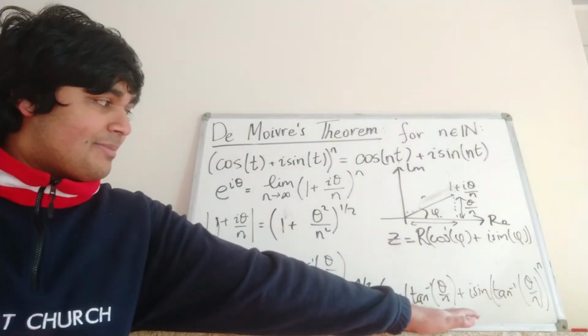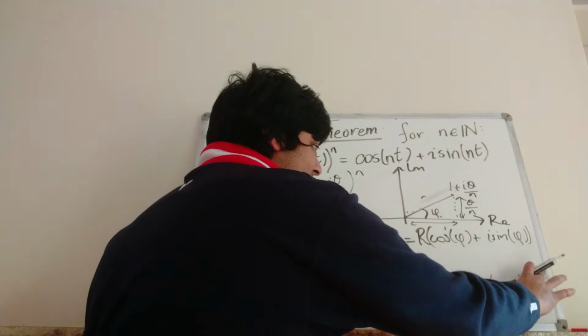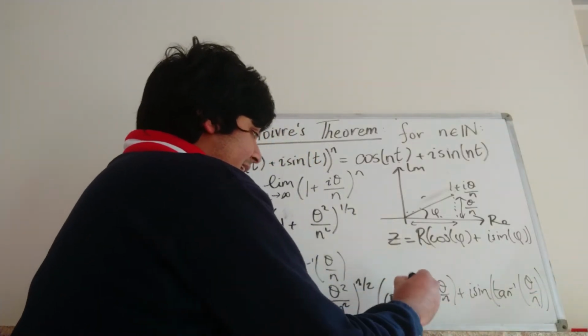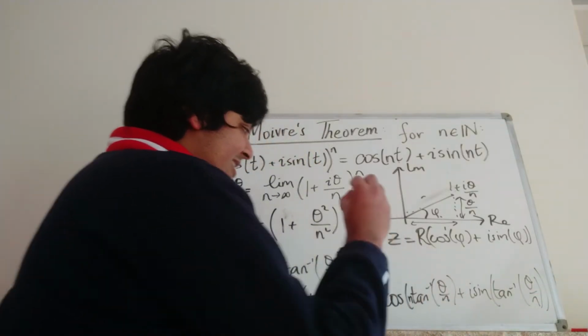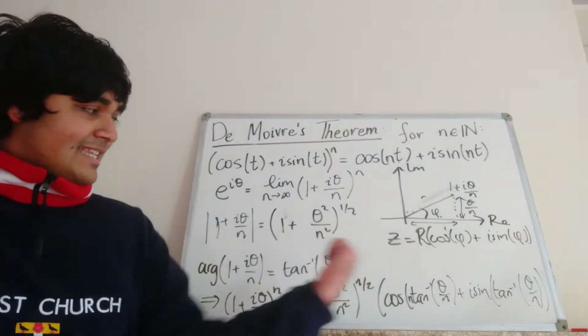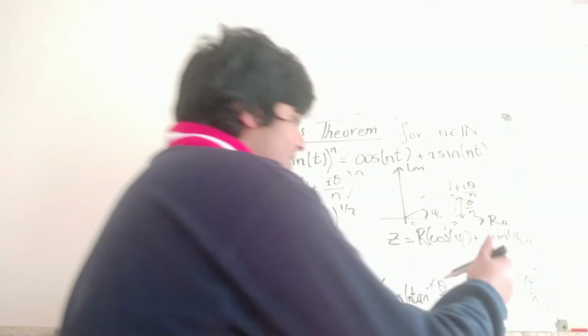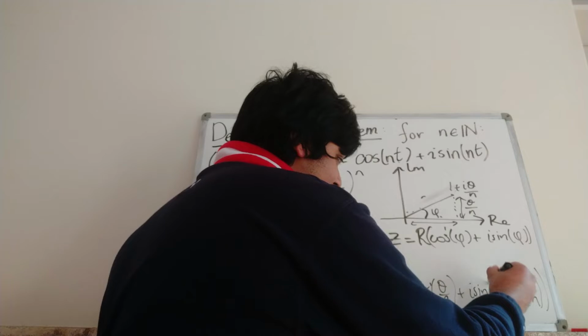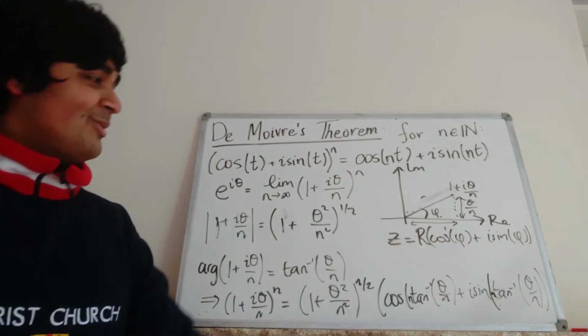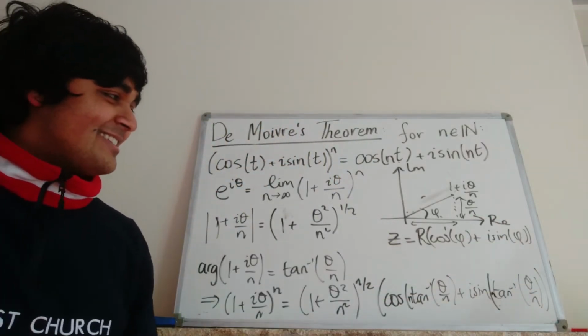Because we're raising this to the power of n, we can drop this n inside the brackets of the cosine, so there's just an n there. So cosine n inverse tangent theta over n plus i sine, squeeze it in just there, it's very small, i sine n inverse tangent theta over n.